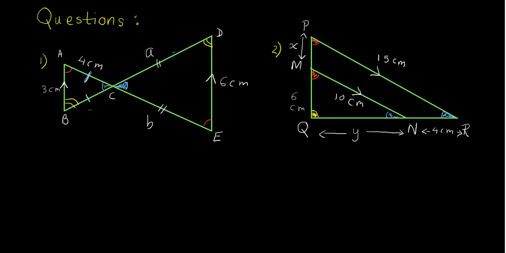Have a look at these two questions. Question 1: you have triangle ABC, which is similar to triangle CED, and you're supposed to find the missing lengths a and b. And in question 2, you have triangle PQR, which is similar to triangle MQN, and you are supposed to find the missing lengths x and y. Okay, pause the video, have a go, and when you've got your answer, play it and see what you get.